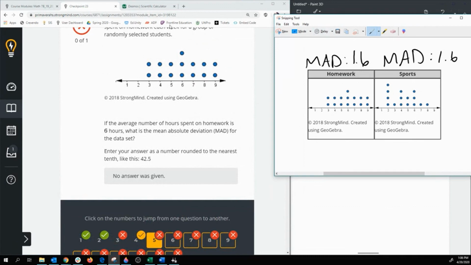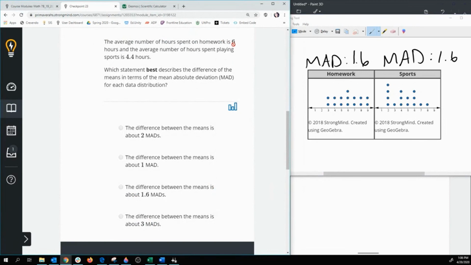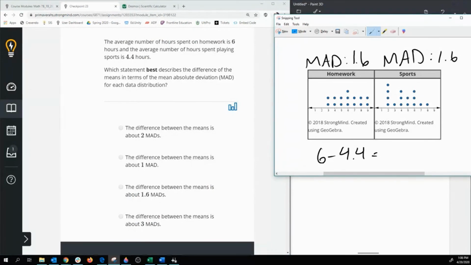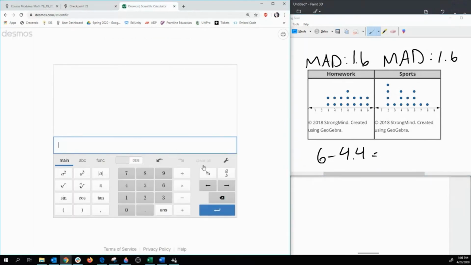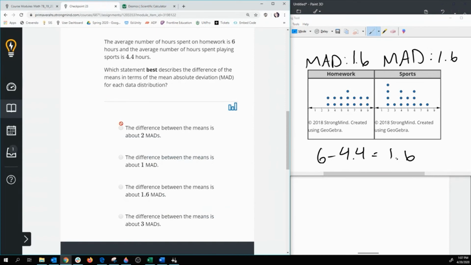So since our mean absolute deviations for both of these are the same, when I subtract these, 6 minus 4.4 is 1.6. And since our mean absolute deviation is 1.6, they are one mean absolute deviation apart, right? The distance between our two means is 1.6, and one mean absolute deviation is 1.6. So the difference in means is about one mean absolute deviation.